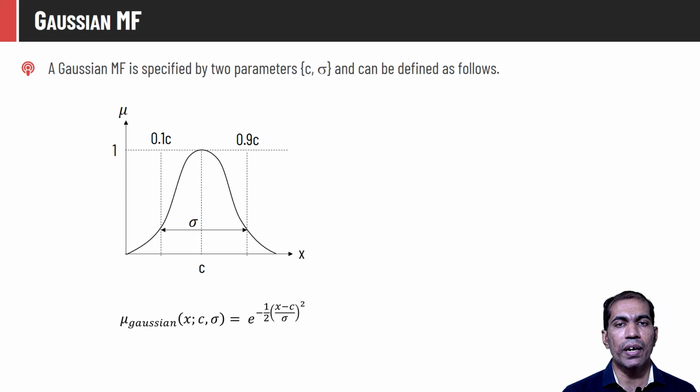Mathematically, it is defined as mu Gaussian of x comma c comma sigma. It is given by e raised to minus 1/2 (x minus c upon sigma) whole square. So this is the standard equation of Gaussian distribution. By setting appropriate sigma and c, we can derive different bell shapes. And for any crisp value of x, this function will always return a value between 0 to 1.